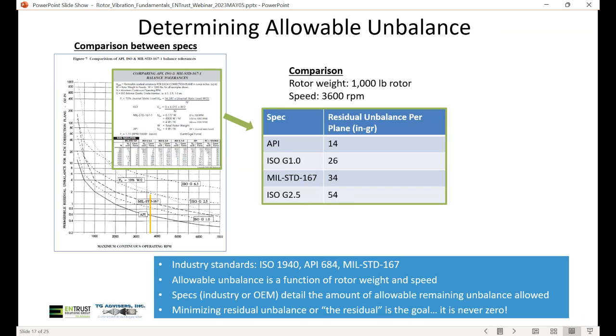In all cases, the allowable unbalance is a function of rotor weight and speed. The specs, whether industry or OEM, detail the amount of allowable remaining unbalance. And the goal is to minimize this to a specific requirement. It's never zero, but it's a very small number. And we will go through an example with the ISO spec to understand how small the allowable unbalance can be.